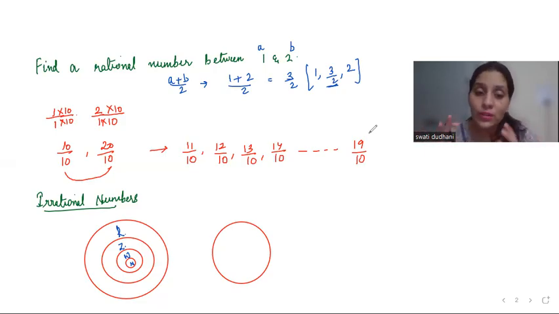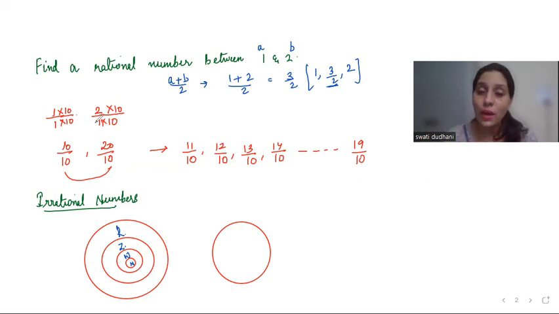There's one more important concept: your answers might vary from person to person depending upon what denominator the other person is taking. If I take my denominator to be 30, then I'll have so many numbers between them and I can take any random numbers. So answers might vary, you need not worry. So this was all about rational numbers.